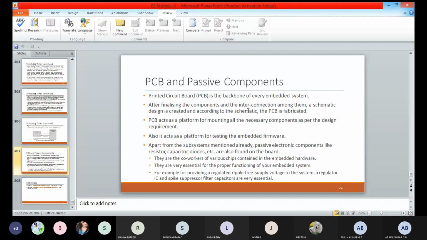What are the passive elements? Tell me. See, we have active and passive elements. What are the passive elements? Hello? Dear students, it is audible now. What are the passive elements? What are the passive components?